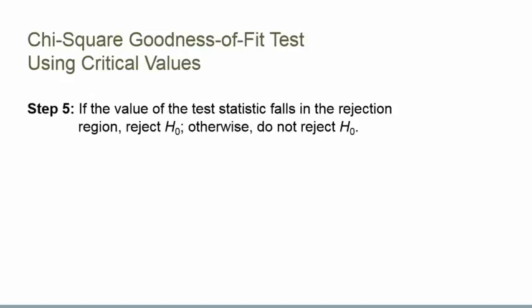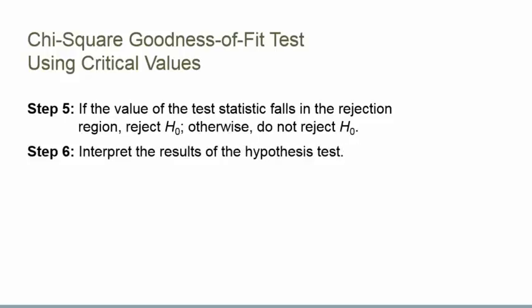Step 5. If the value of the test statistic falls in the rejection region, reject H sub 0. Otherwise, do not reject H sub 0. Step 6. Interpret the results of the hypothesis test.